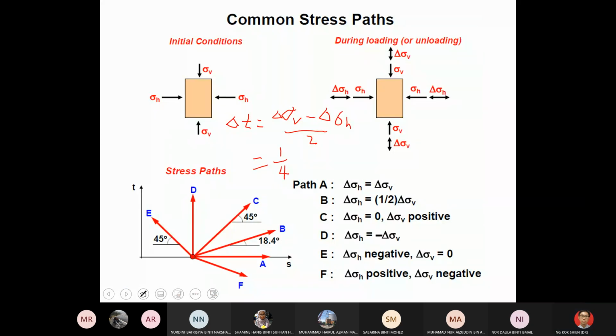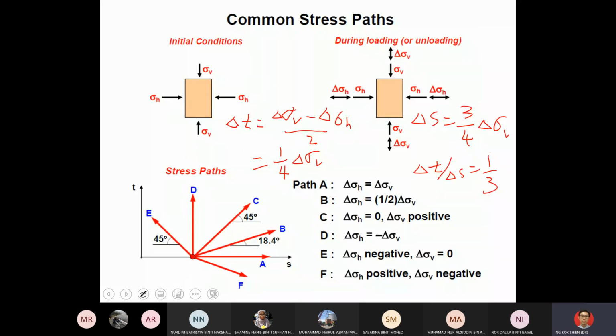Understood? Can you get it? Okay. So delta S is the same. Delta V plus delta H. 1 plus one half means 3/2. Correct? 3/2 divided by 2 is 3/4 delta sigma V. So delta T over delta S, meaning the gradient or slope, is 1/4 delta V divided by 3/4 delta V. The delta V cancels, so 1/4 divided by 3/4, which equals 1/3. So this is the gradient.